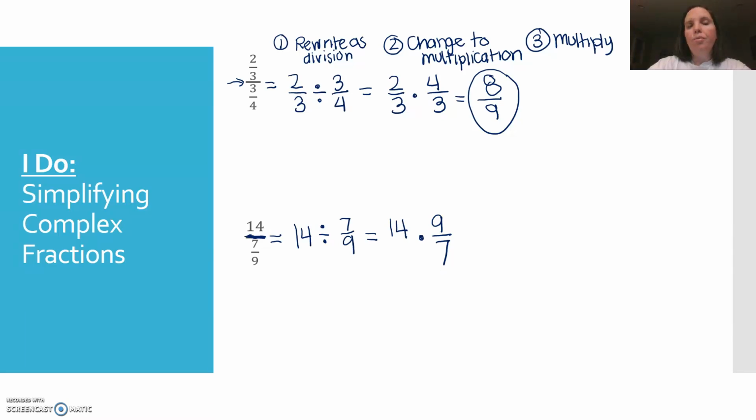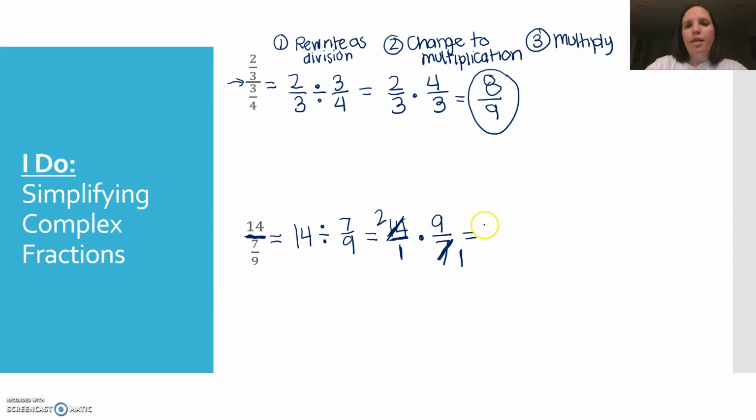Now, my last step says to multiply. If I'm going to multiply by a fraction, I need to turn 14 into a fraction. So you're going to turn your number into a fraction by putting it over 1, or if it were a mixed number, you would want to change it into an improper fraction. So we're going to multiply. We've got 14 over 1 times 9 over 7. Looking across from each other, 14 and 7 have 7 in common. So that's a 2. That's a 1. 9 and 1, the only common factor is 1.